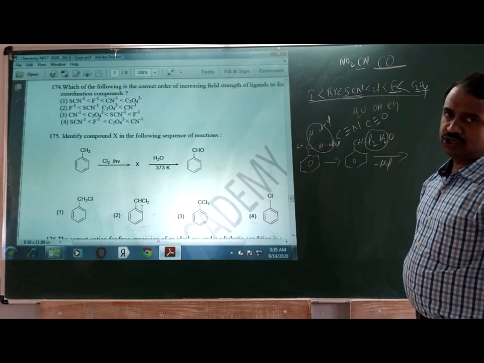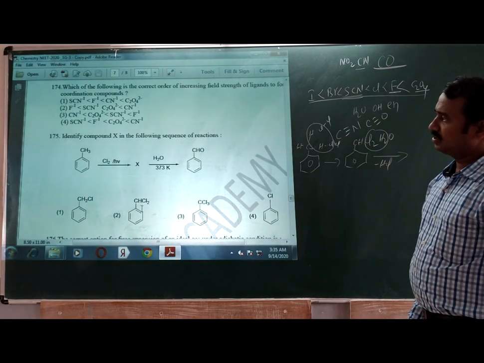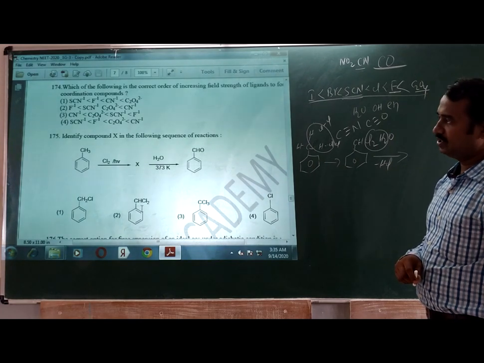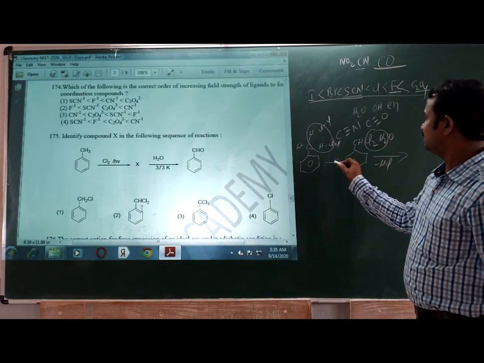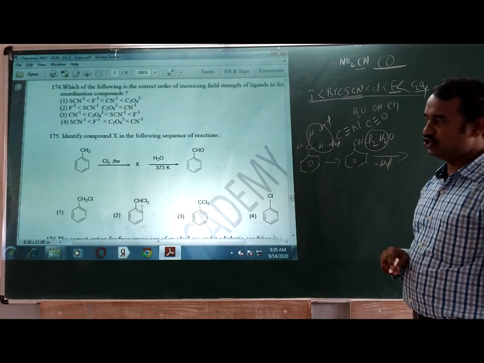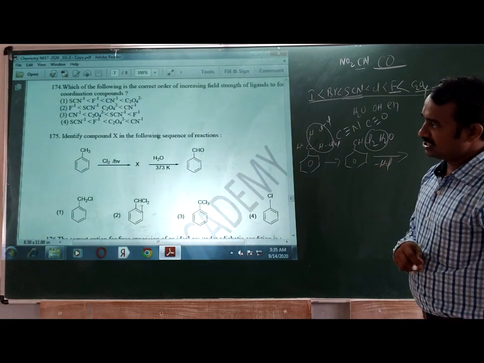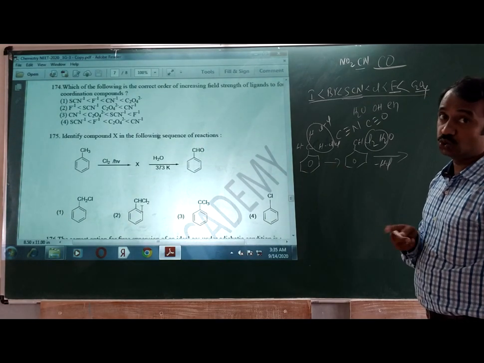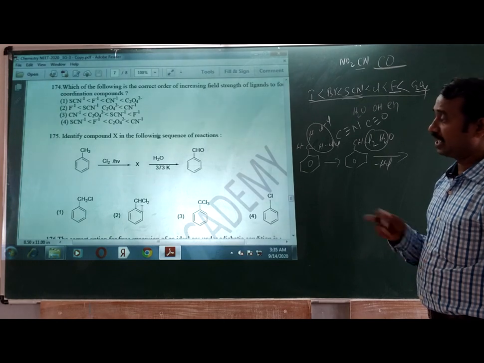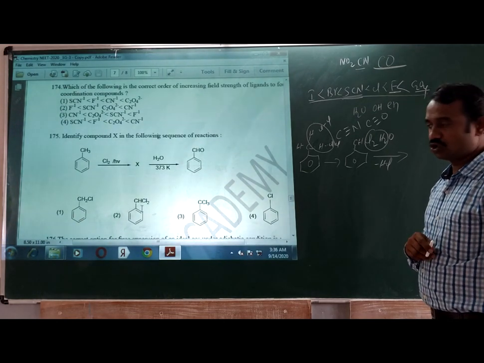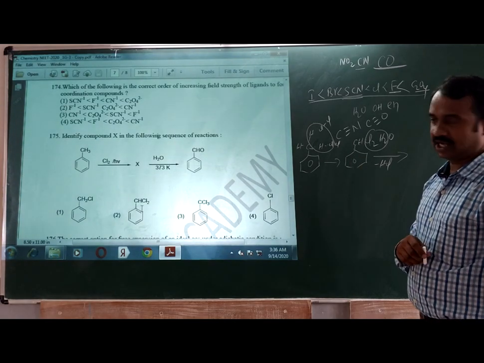The name is benzaldehyde. Toluene reacts with chlorine to form benzyl chloride, and the benzal chloride reacts with water to give benzaldehyde. What is X? X is C6H5CHCl2, called benzal chloride. The first option, CH2Cl, is benzyl chloride. The second one, CHCl2, is benzal chloride, the dichloride. The third one is benzotrichloride. The fourth one is chlorobenzene. Option 2 is the correct answer.